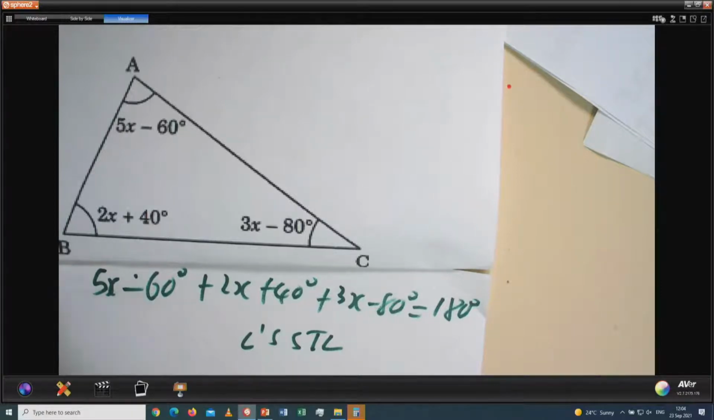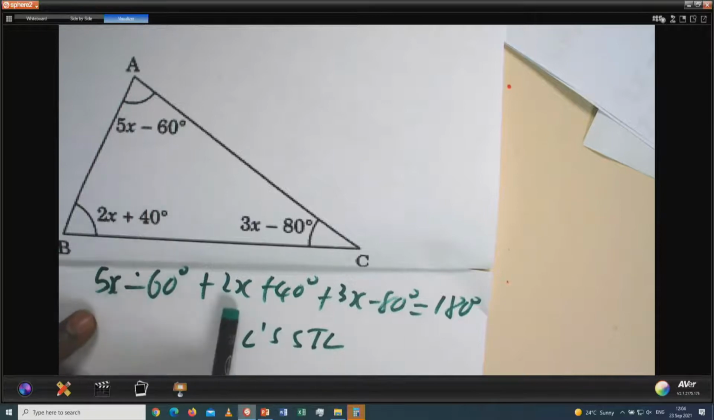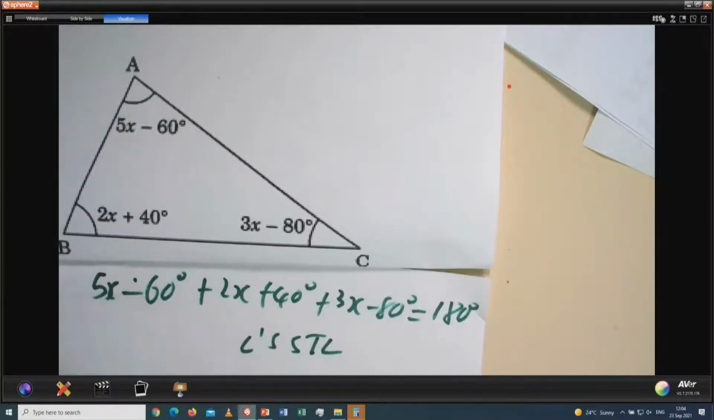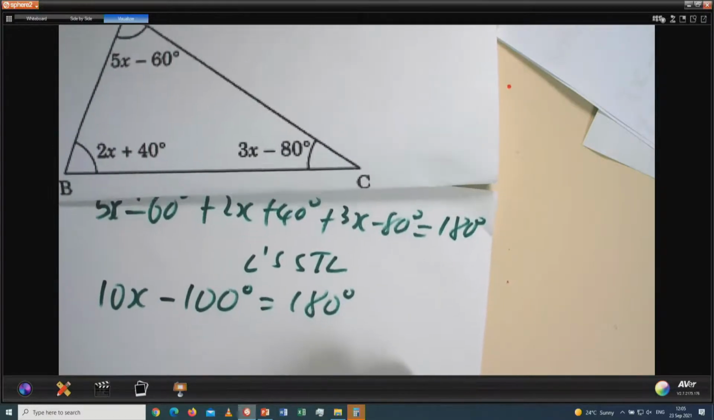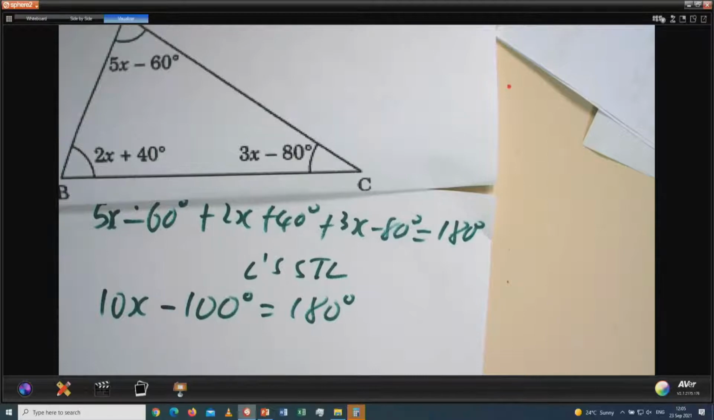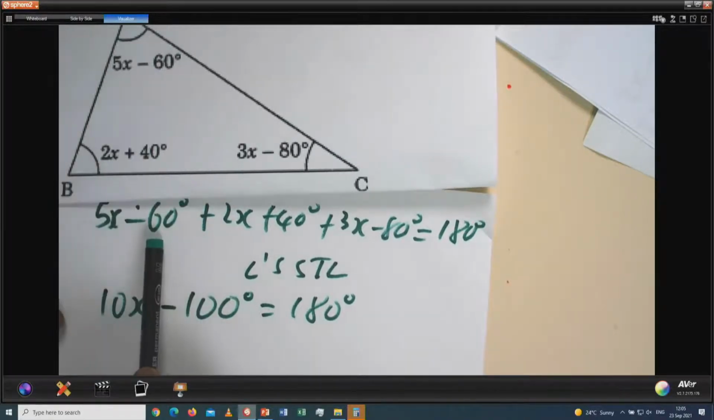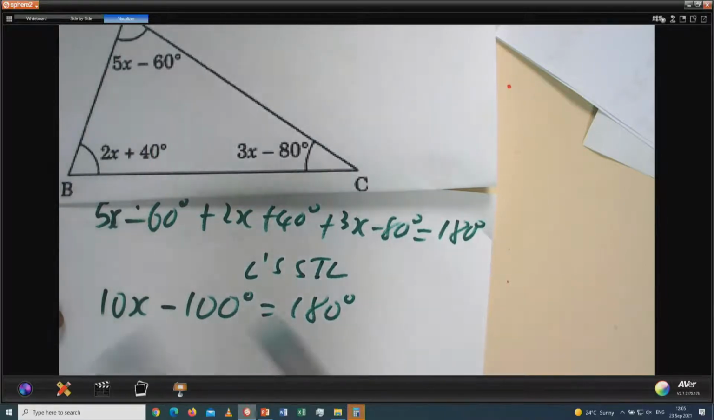Right? Again, you apply your mathematics. The like terms: 5 x's, 2 x's, and 3 x's. When you add all of them, there are 10 x's. Minus 60 plus 40 is minus 20. Minus 20 minus 80 will give you minus 100. Applying your mathematics.